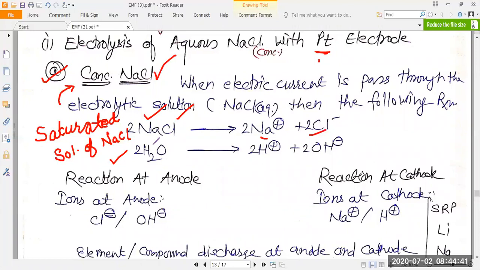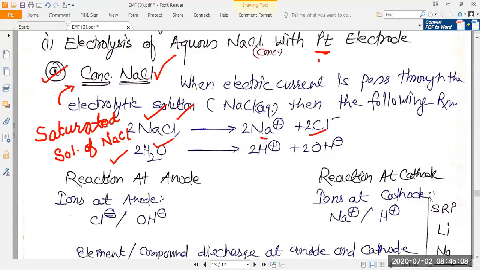How do we form a saturated solution of NaCl? We pour a large quantity of NaCl into the water. Then a condition will come when no more NaCl can dissolve in the water, and that type of solution is a saturated solution of NaCl. So when we start electrolysis of concentrated NaCl, water is also present.